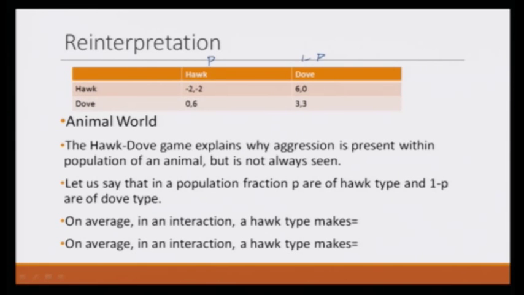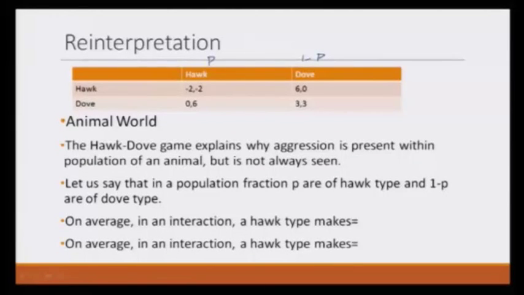So let us say when a hawk type of animal interacts randomly with an animal of the same species, then what happens? What would be the hawk type animal's payoff? Again, we have already calculated, it would be -2 multiplied by p plus 6 multiplied by 1 minus p, that we had already calculated. It comes out to be 6 minus 8p.